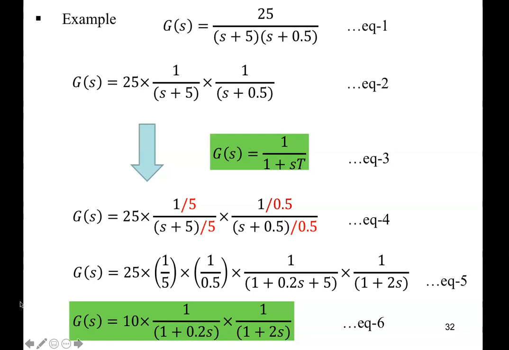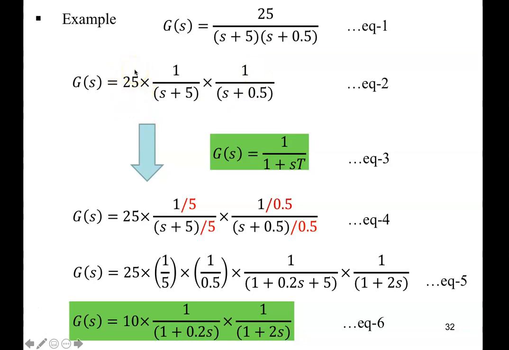Now, I have 25 on the top, so I'm going to move 25 to the front. Then I have s plus 5 at the bottom, so I'm going to take that out. That becomes 1 over s plus 5. Then I have the second one, s plus 0.5, so I'm going to leave that in the last part. That becomes 1 over s plus 0.5. This is a first order system. This is a second first order system. And this is the coefficient or the gain.